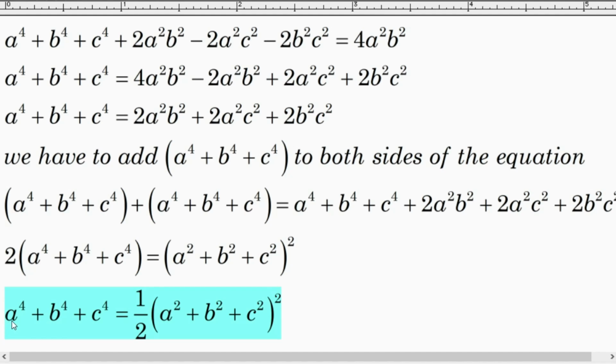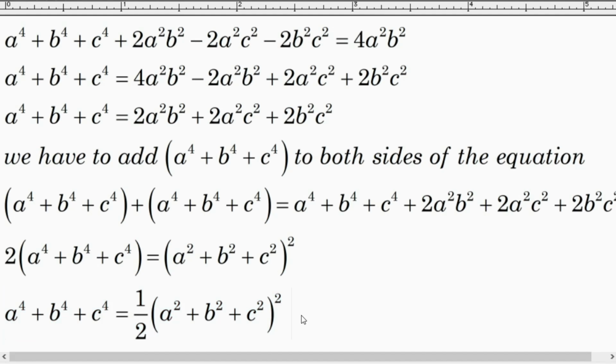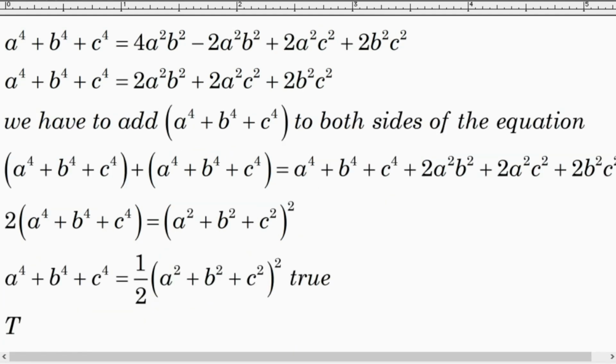prove is that a to the power 4 plus b to the power 4 plus c to the power 4 equals 1.5 times (a square plus b square plus c square) all raised to square. As we can see, the question is like this, right? Now finally we have already proved that this statement is true. Therefore this statement is true.